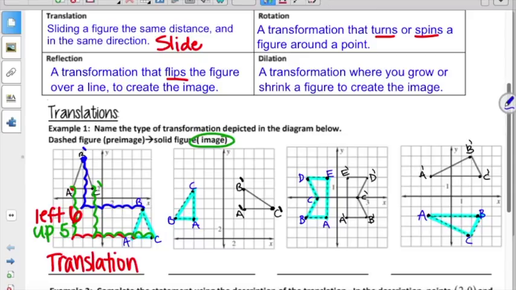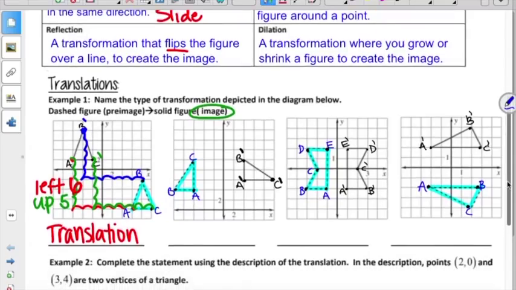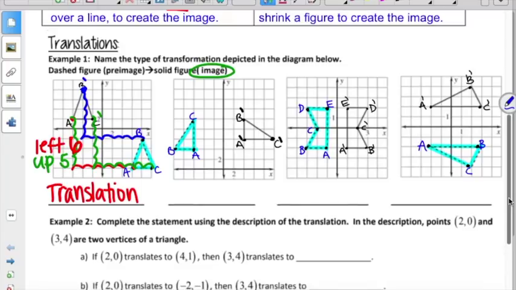So now let's continue on. We're looking at the second one. What type of transformation is that? That is a rotation. Our blue triangle was rotated 90 degrees clockwise. Same rotational direction as the hands on the clock.